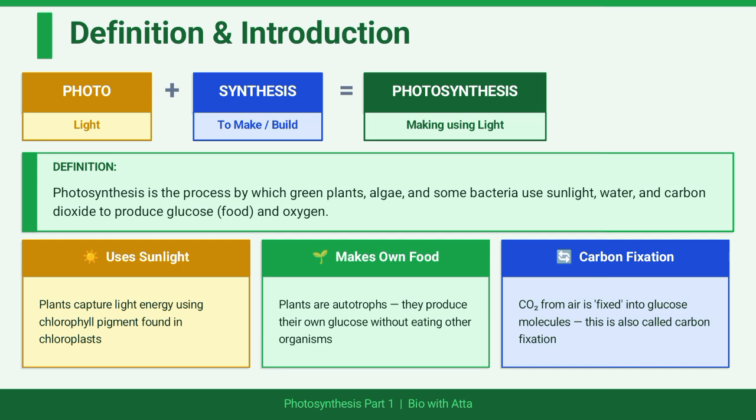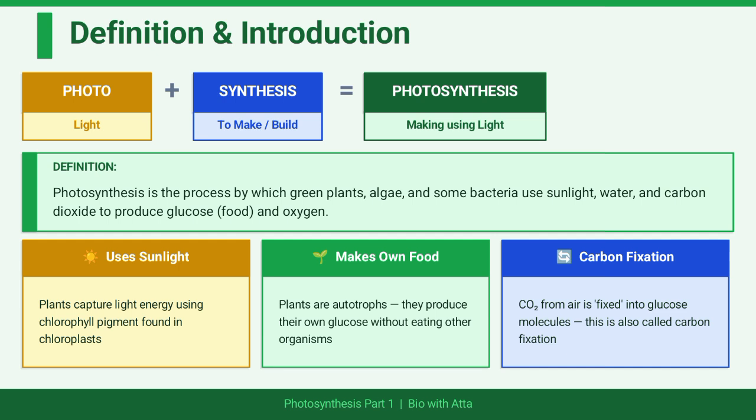Photosynthesis is the process by which green plants, algae, and some bacteria use sunlight, water, and carbon dioxide to produce glucose and oxygen. In even simpler words, plants eat sunlight. They take energy from the sun and use it to make their own food.